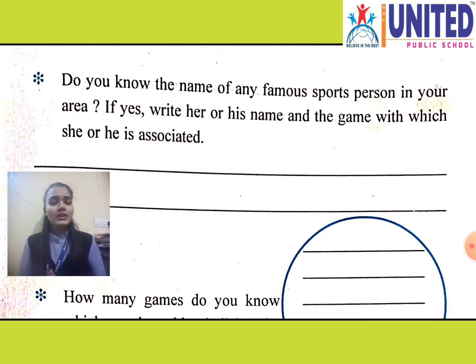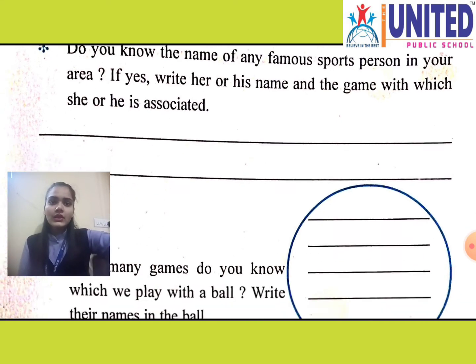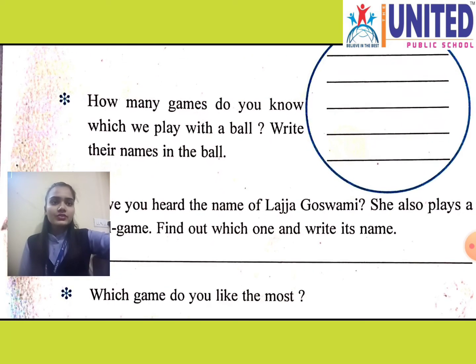Now beta, here it is asking you, do you know the name of any famous sports person in your area? If you know about them, if your answer is yes, then you have to write down his or her name here. And also you have to write here which game she or he is associated with. So you got it. Beta, this is your personal question, so here you have to write your answer according to you. So you got it. Now next question, question number 2.